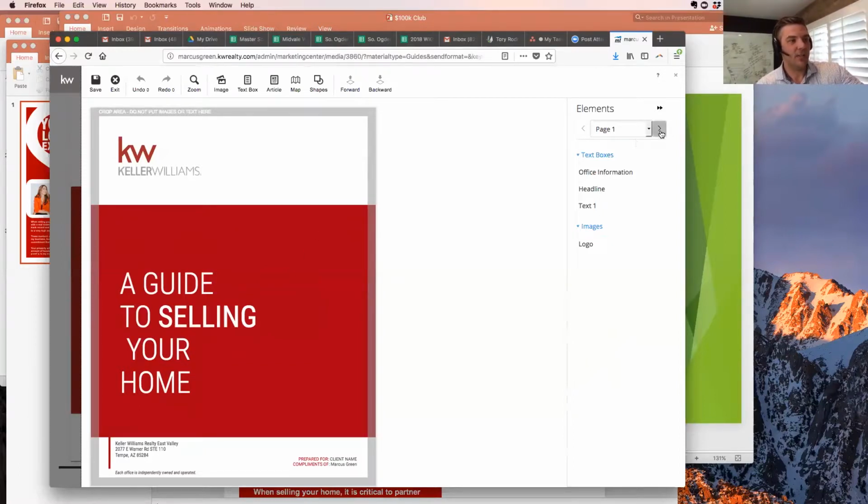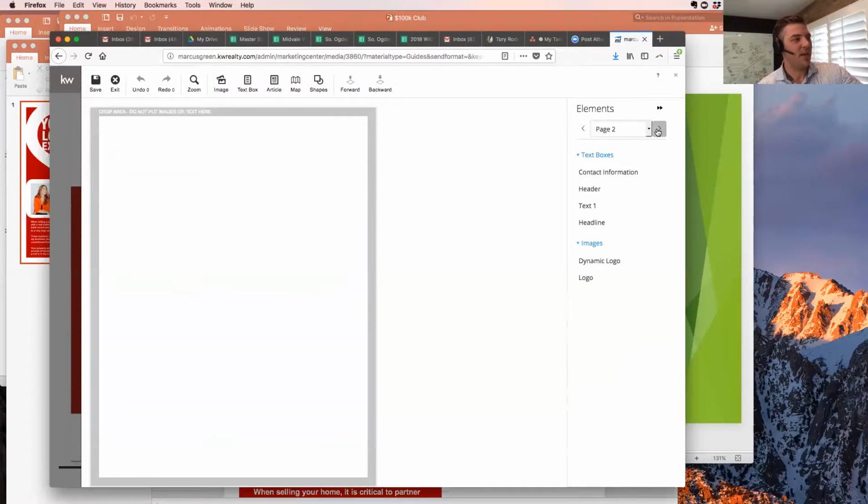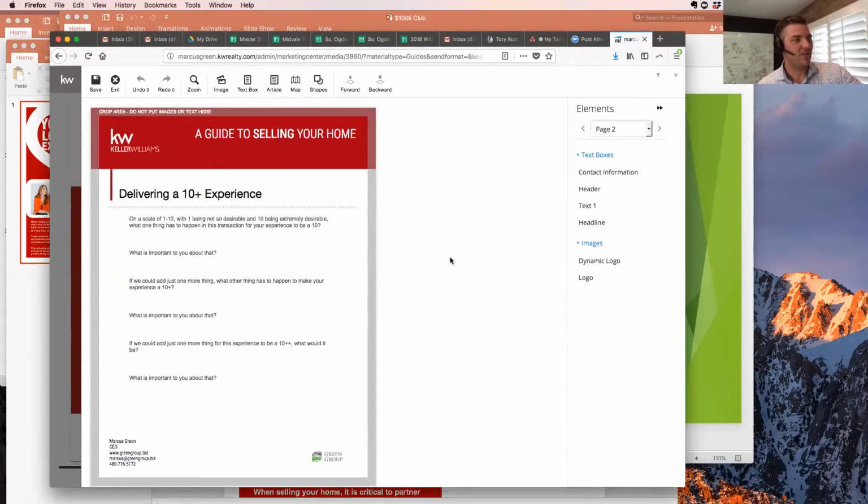So you can see here, as you go through this, I like the way it's outlined because particularly for a newer agent that doesn't have several hundred listing presentations under their belt, this walks you through how to do the listing presentation. So page one is the cover page. Page two, it dives you into helping you with the needs analysis.